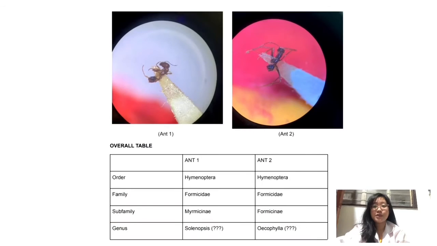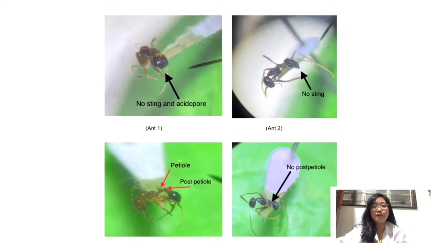The group gathered ant specimens for further identification. Based on observation, it is concluded that the subfamily of the ant-1 specimen is Myrmicinae, due to its distinct features: antennal sockets partially or completely concealed and the presence of a postpetiole. Whereas the subfamily of the ant-2 specimen is Formicinae, due to the sting being absent and the notable feature being the presence of an acidopore that is fringed with hairs and the absence of a postpetiole.